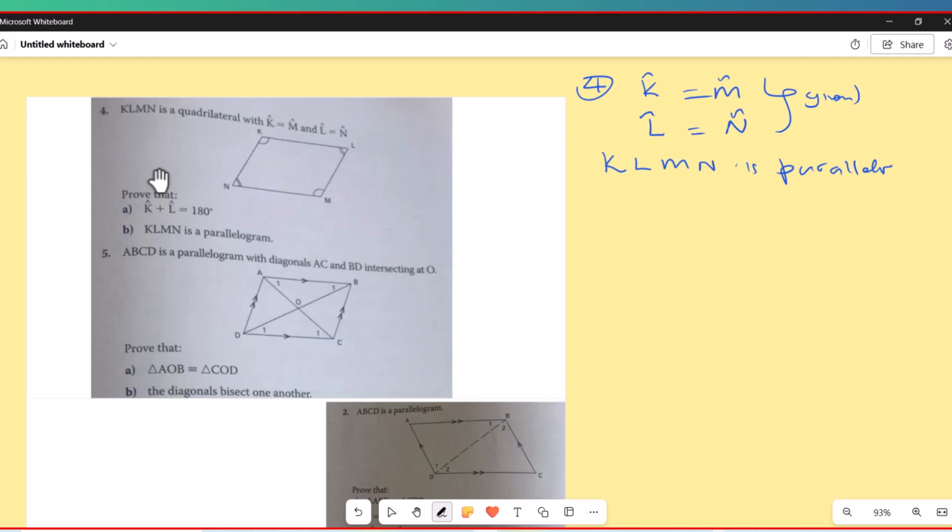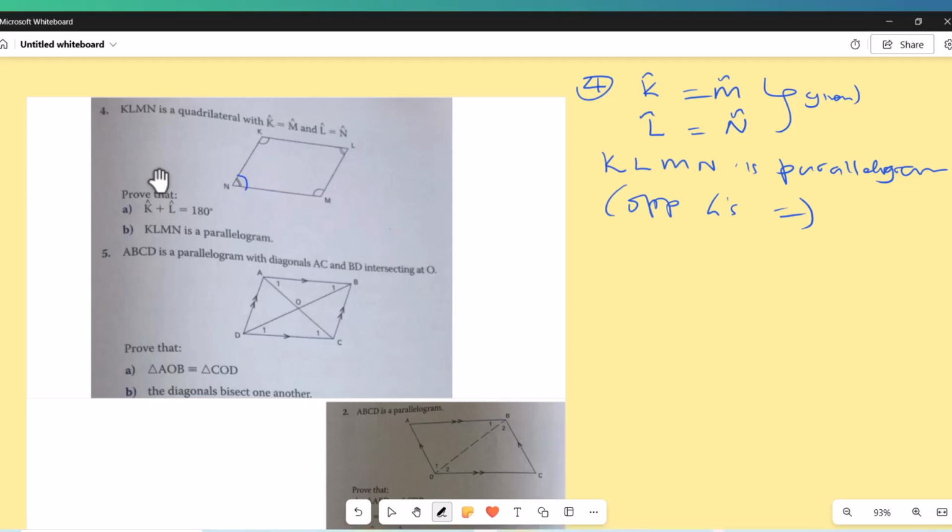Why do we say it's a parallelogram here? Because opposite angles are equal. You see this angle N equals angle L. Also angle K equals angle M. So because of that, it must be a parallelogram. So this was to answer part B. Actually, this is part B of the solution. Now part A, I'm coming to part A now.